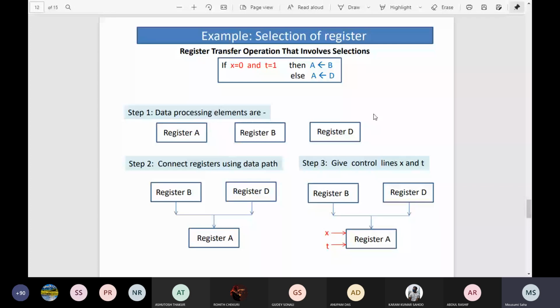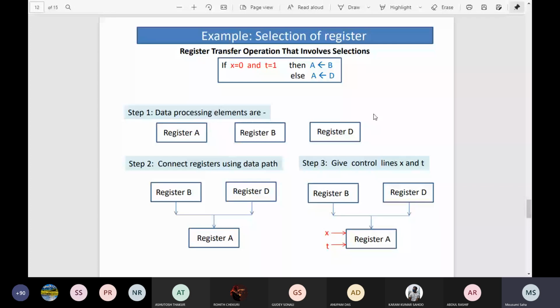Now, what are the data paths? First, you have to find the proper data paths. Otherwise, you cannot place your control lines. Now, registers B and D transfer to register A. And register A will be controlled depending on X and T.